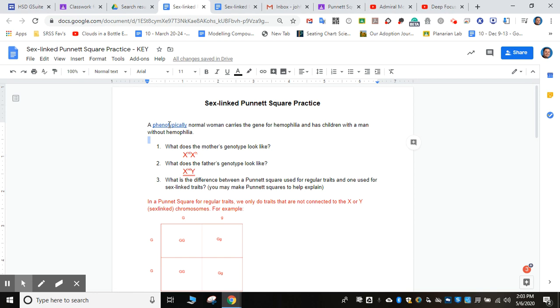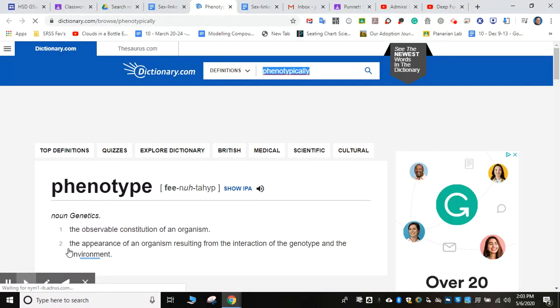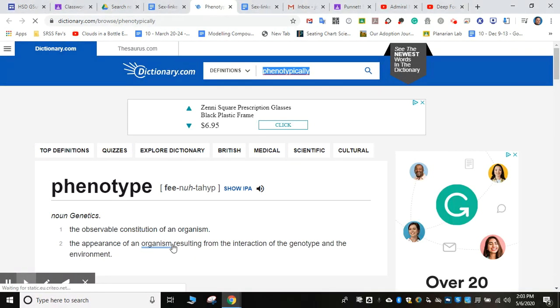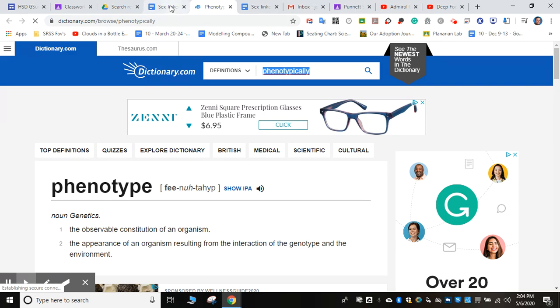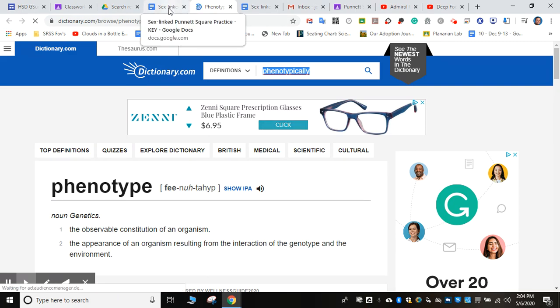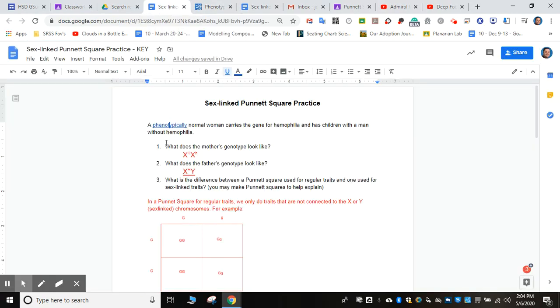So first of all, you may be asking yourself, what does phenotypically mean? I've put a link to it here, okay? It refers to the phenotype. These are the observable constitutions of an organism, or the appearance of an organism resulting from the interactions of the genotype and the environment. So just basically what we talked about in class. It's what is shown, so what the genotype predicts or what it shows the individual will be.